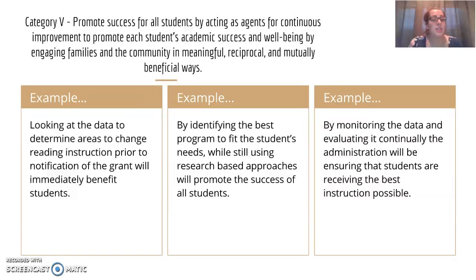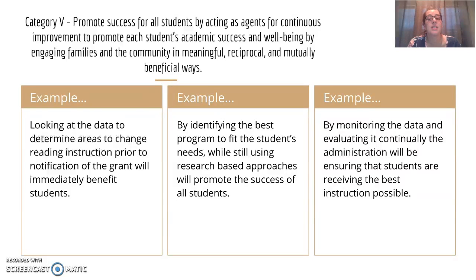In addition, looking at the data to determine areas to change the reading instruction prior to notification of the grant will immediately benefit the students. So even if we're going to submit this grant, we can start adding in some phonics instruction right away, or we can start having a leveled reading time right away. Those things immediately can benefit the students. And you would use the data that you have collected to identify, okay, how are we going to split these kids up? Also, by identifying the best program that would fit the students' needs while still using research-based approaches, could also promote the success for all students.